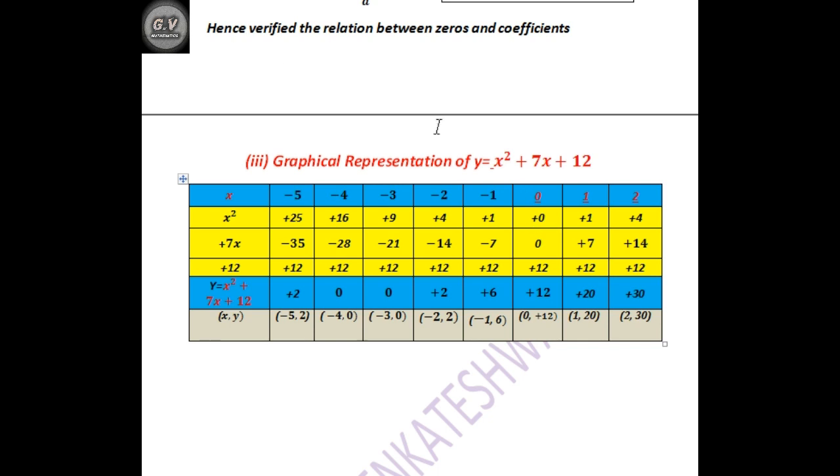Look here, at x equal to minus 4, the y value is 0. At x equal to minus 3, the y value is 0. At x equal to minus 4, the value of the polynomial becomes 0. At x equal to minus 3, the value of the polynomial is 0. These are the zeros. No need to discuss them further.